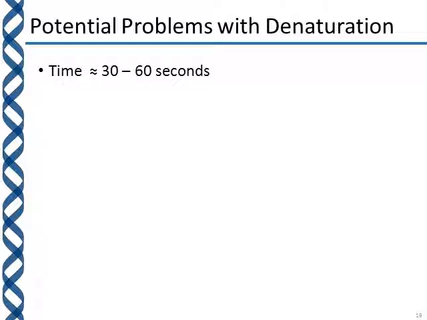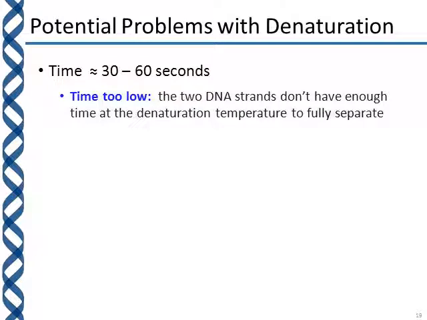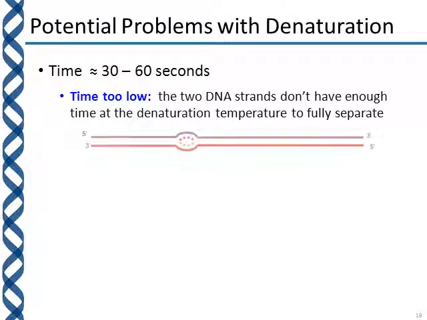Now let's take a look at the other parameter, time, with respect to denaturation. A typical denaturation step is approximately 30 to 60 seconds long. The problem with having too low of a time, say 10 to 15 seconds, is that you wouldn't give the two DNA strands enough time at the denaturation temperature in order to complete their separation. So here we see the DNA strands mostly bound together.